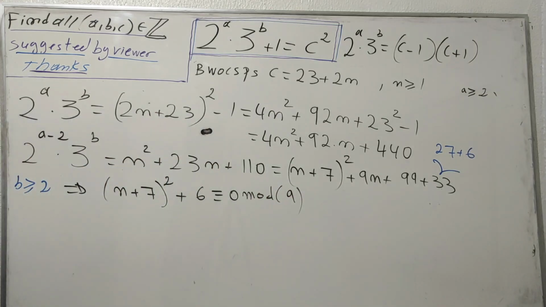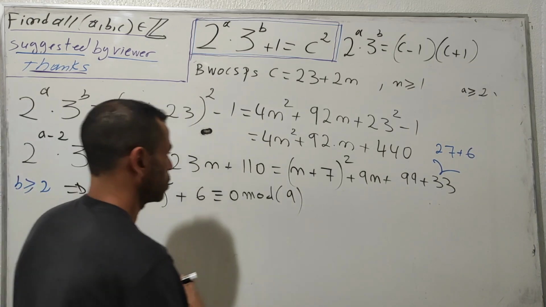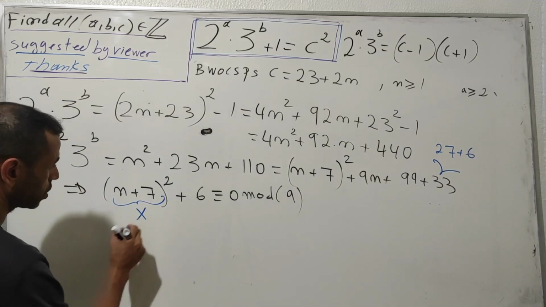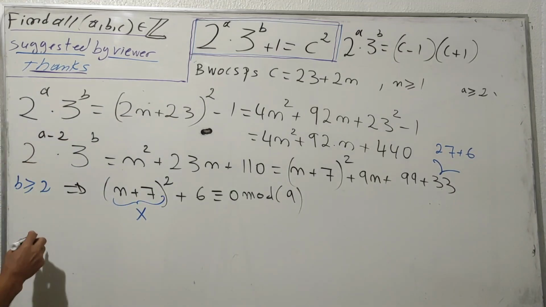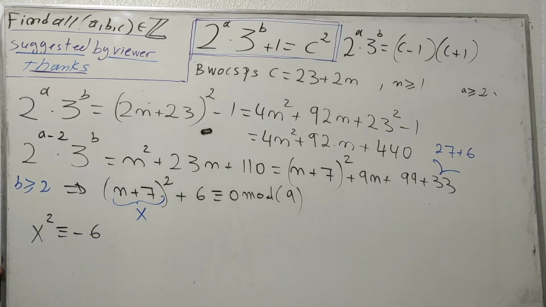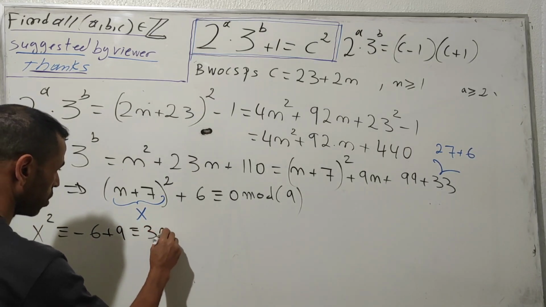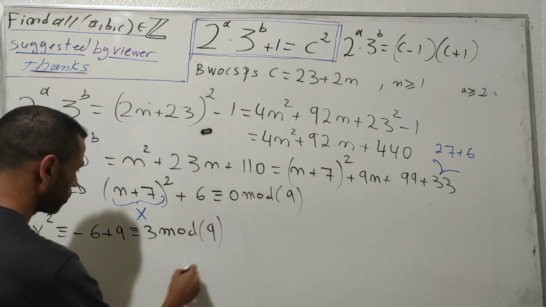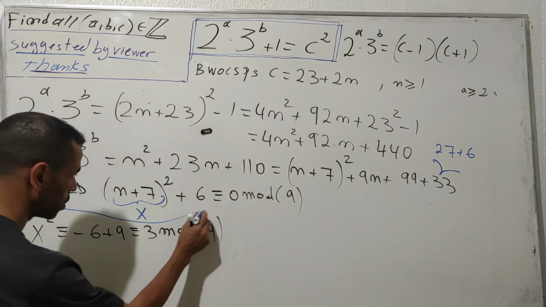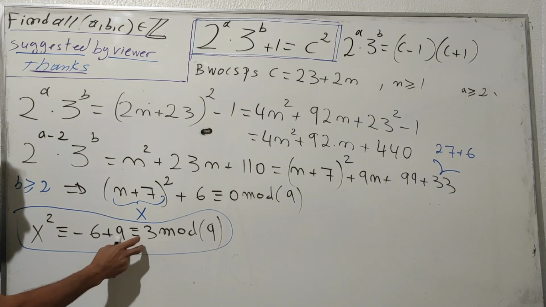Now I'm going to move this number 6 to the other side, and also I'm going to call this one x. So I get x squared congruent to minus 6. I'm going to add 9 on both sides, plus 9 is going to give us 3 mod 9. Now since we get to this case, this is very important. This one I'm going to take as the original statement.